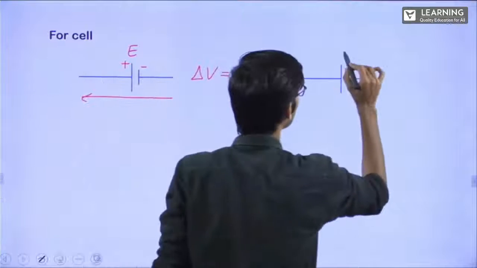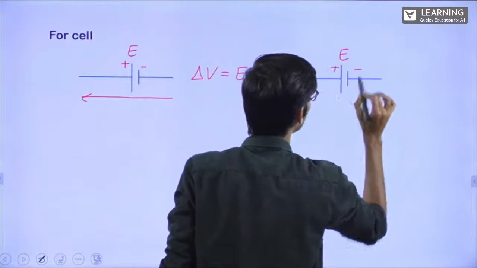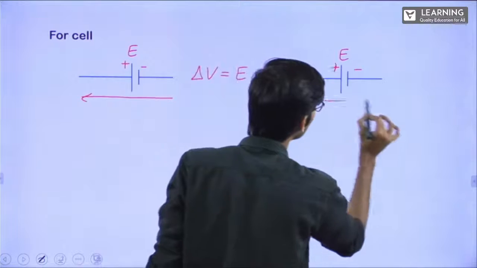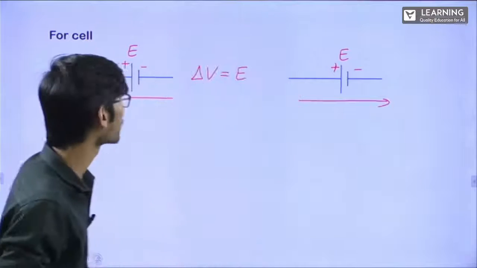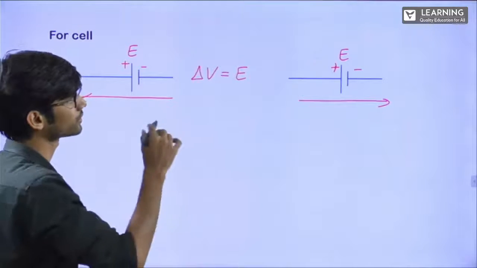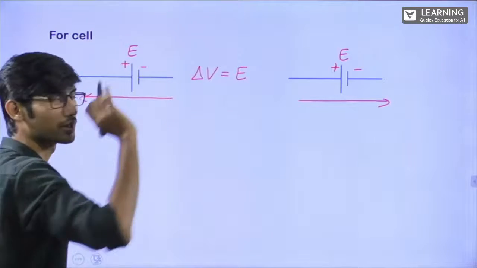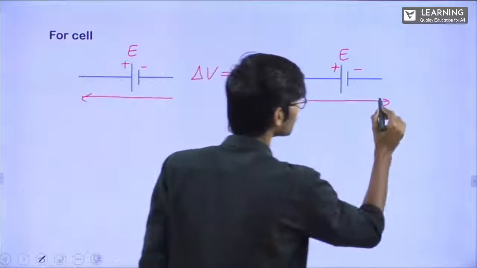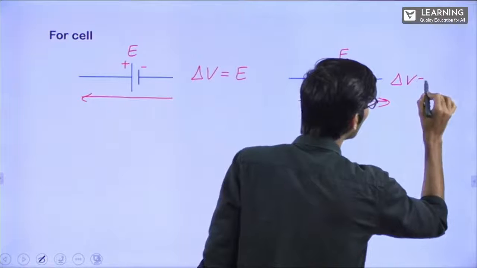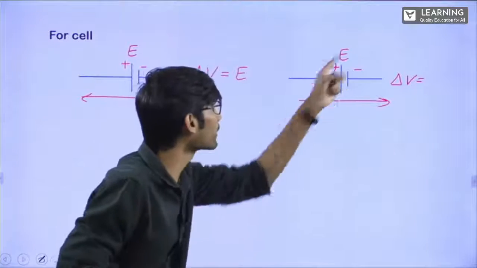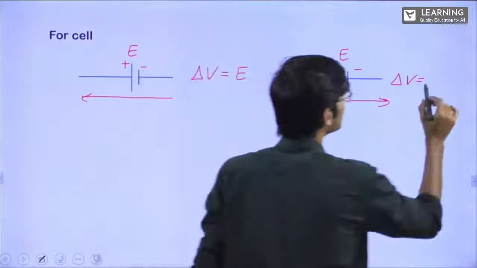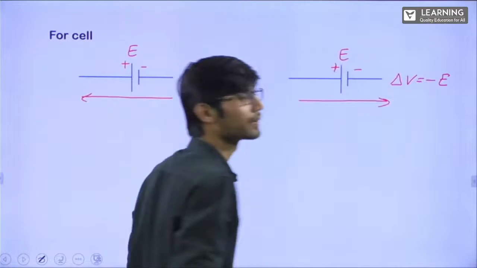Now, there is one more cell. Again, the same. Everything is same. This is E only. This is plus minus. This time I have just changed the path. Now suppose my path is like this. Okay, here the path was like this, there the path is that way. Let's say it was an anti-clockwise thing, so here it came like this. Now, what will be delta V? See here, from higher to lower it is going. Potential drop, minus E. Clear?